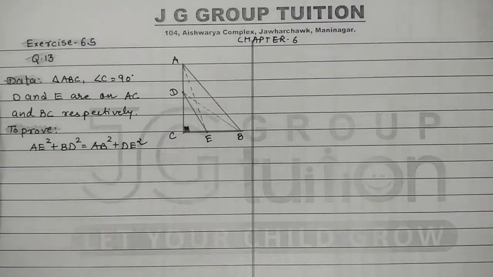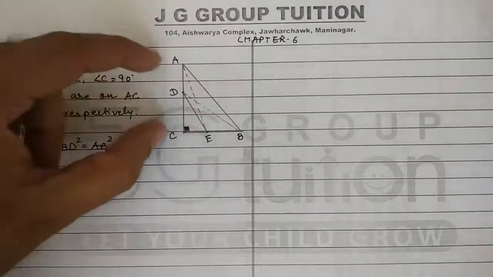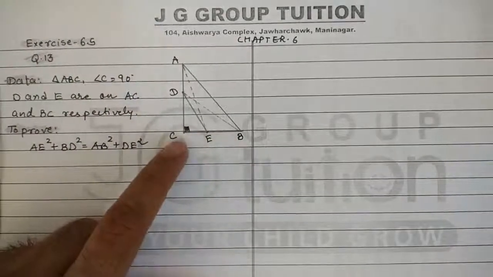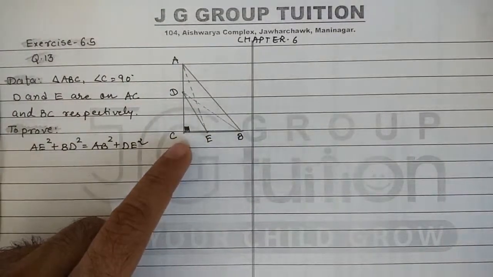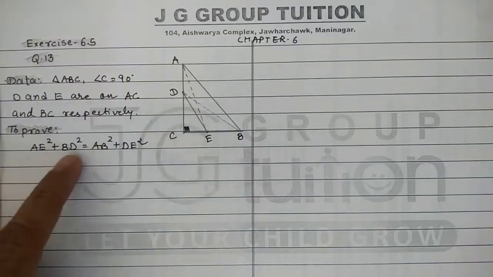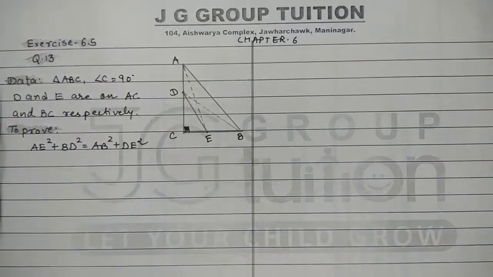Students, let's continue with question number 13. Here in this question they have given that points D and E lie on AC and BC of triangle ABC, where angle C is a right angle. And we have to prove here that AE square plus BD square is AB square plus DE square.